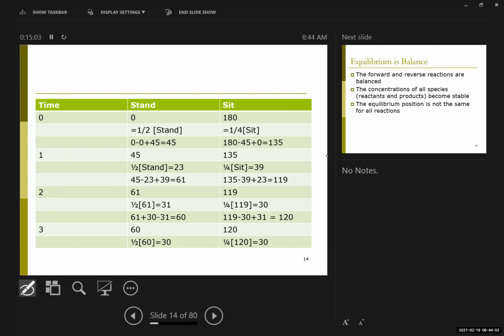The number of sitters is 180. 1/4 of 180 is 45, right? Which is what this number is. And so in that first time interval, 45 of my sitters stand, right? I have 0 standers.